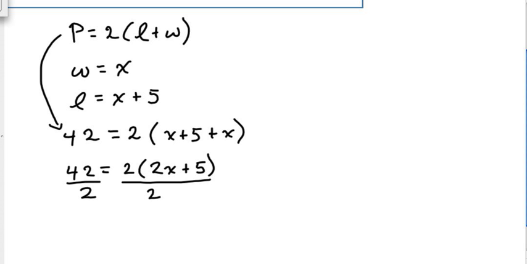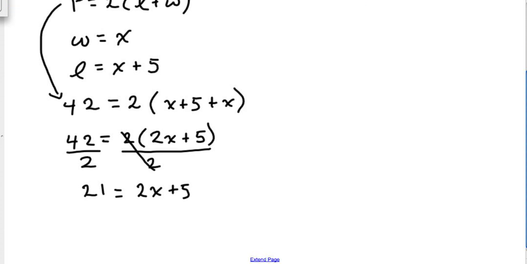All right, now on the right side, 2 divided by 2, they're going to divide out to 1, which is going to leave us with 2x plus 5. 42 divided by 2 is going to leave us with 21. Next up, what we're going to do is subtract 5 from both sides of the equation because we want variables on one side and numbers, or just constants, on the other side. The variables are on the right. There's no variables on the left, so we're going to move all the numbers to the left.